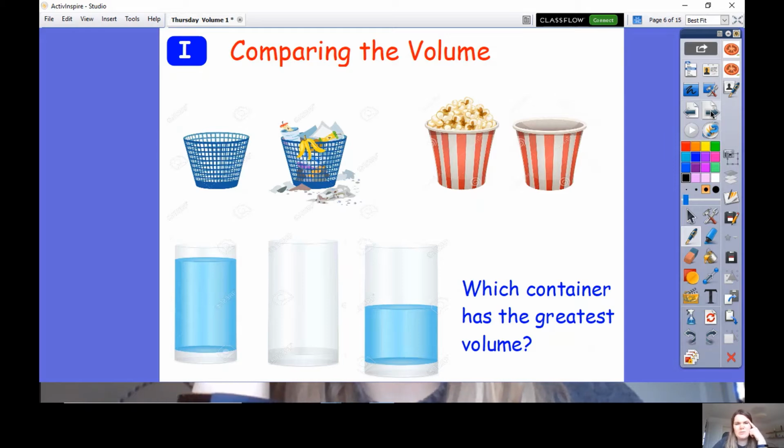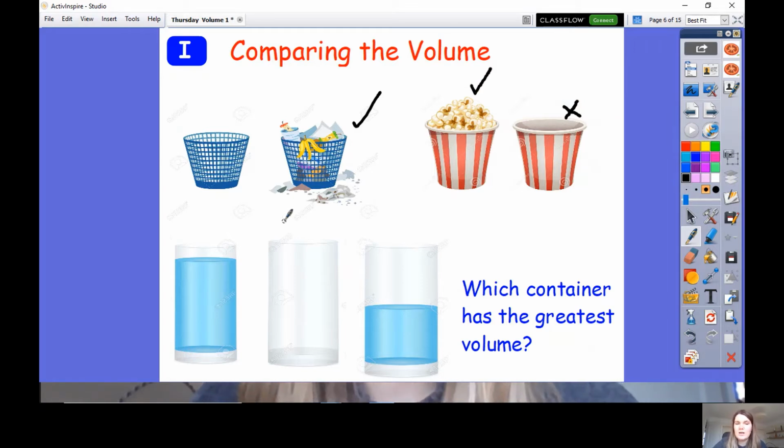Which has got the greatest? Let's have a look. Well, if I'm comparing the empty basket with the full basket, I'd say the full basket. That definitely has the greatest amount in it, so it has the greatest volume. What about the popcorn? What do you think? Which one? This one? No, well done. This one does not have the greatest. Why does it not have the greatest? Because the other one is full.